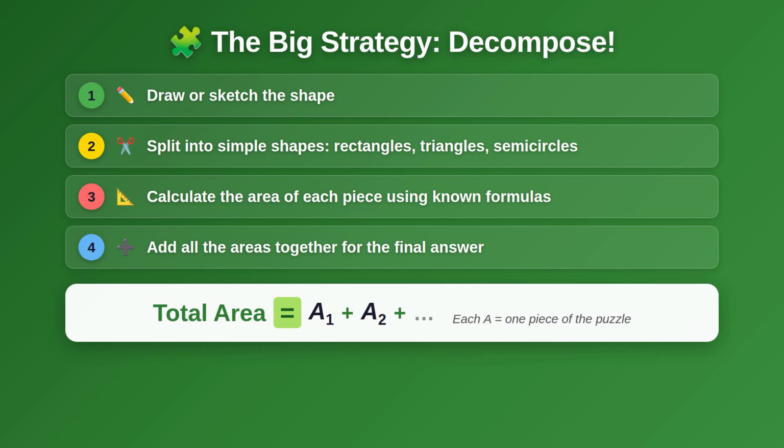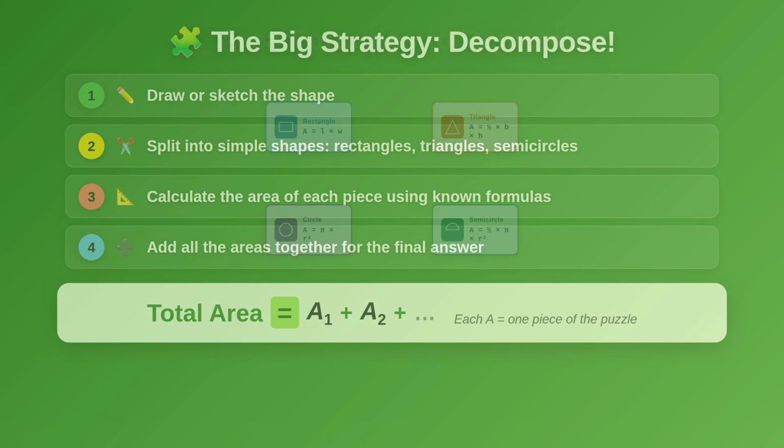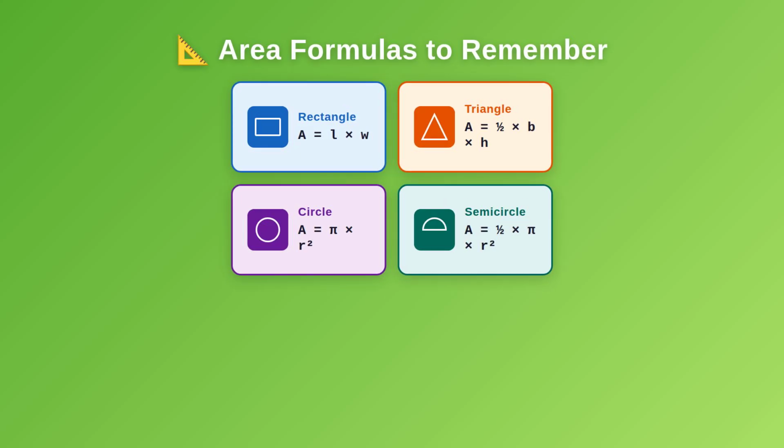This formula says it all. Total area equals A1 plus A2, and so on. Each A stands for one piece of the puzzle. Maya's about to use exactly these 4 steps. Before we dive in, let's make sure our toolbox is ready.